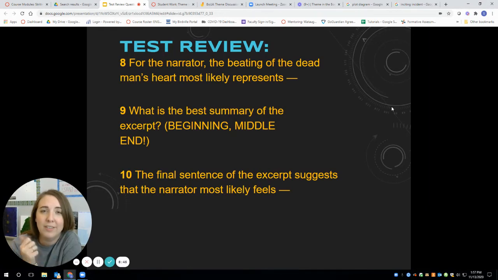If your summary does not say what happens in the beginning, the middle, and the end, or have a statement about the big picture, you can forget it. It's not a good summary. Don't get caught up in the details.